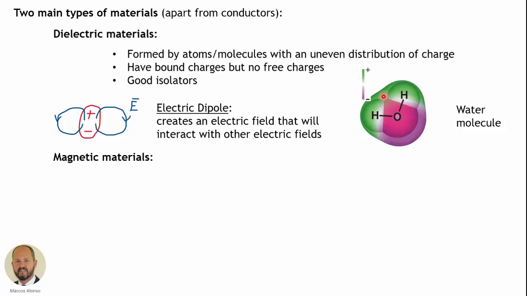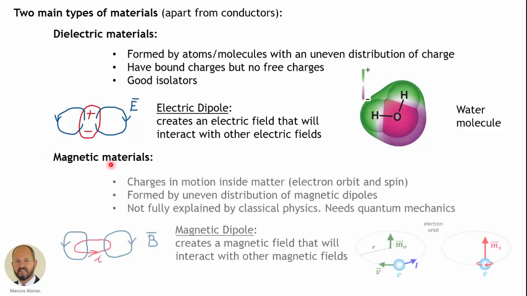One way to model this behavior is by the electric dipole. The electric dipole is an element in which we have a negative charge and a positive charge, which are very close together, and therefore they are going to generate an electric field, as shown here. This electric field is going to create an interaction with other electric fields that we have in the surroundings.